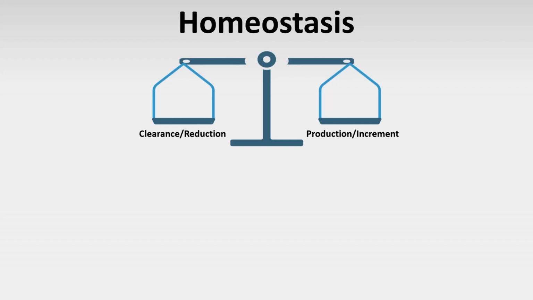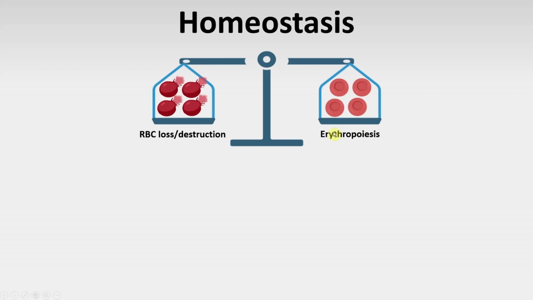When there's any disruption in the equilibrium, there will be some physiological process that seeks to return it back to normal. So there's always a balance between clearance or reduction in a particular system and its production or gain. And this is likewise applicable to the production of red blood cells. So when we look at erythropoiesis, there's always a need to balance the loss of RBC versus the gain or the production of RBC itself.